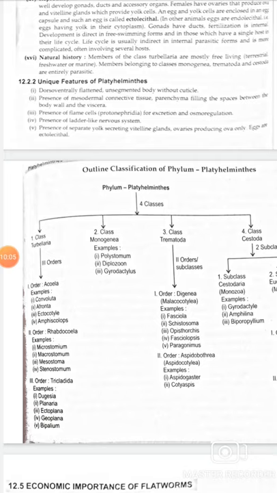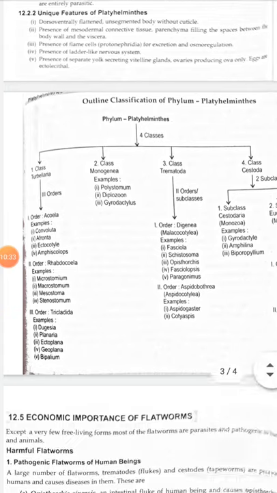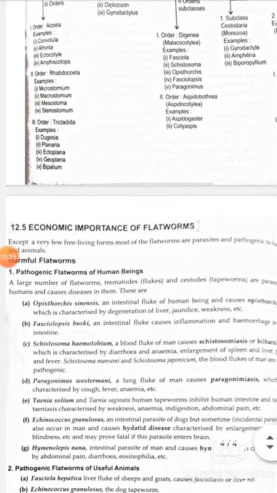The second subclass has two orders, that is Pseudophyllidea and Cyclophyllidea. Pseudophyllidea includes animals like Diphyllobothrium, Haplobothrium and Creophyllus. The Cyclophyllidea order consists of animals like Taenia, Echinococcus, Diphyllidium. So this is an outline of the classification of phylum Platyhelminthes.